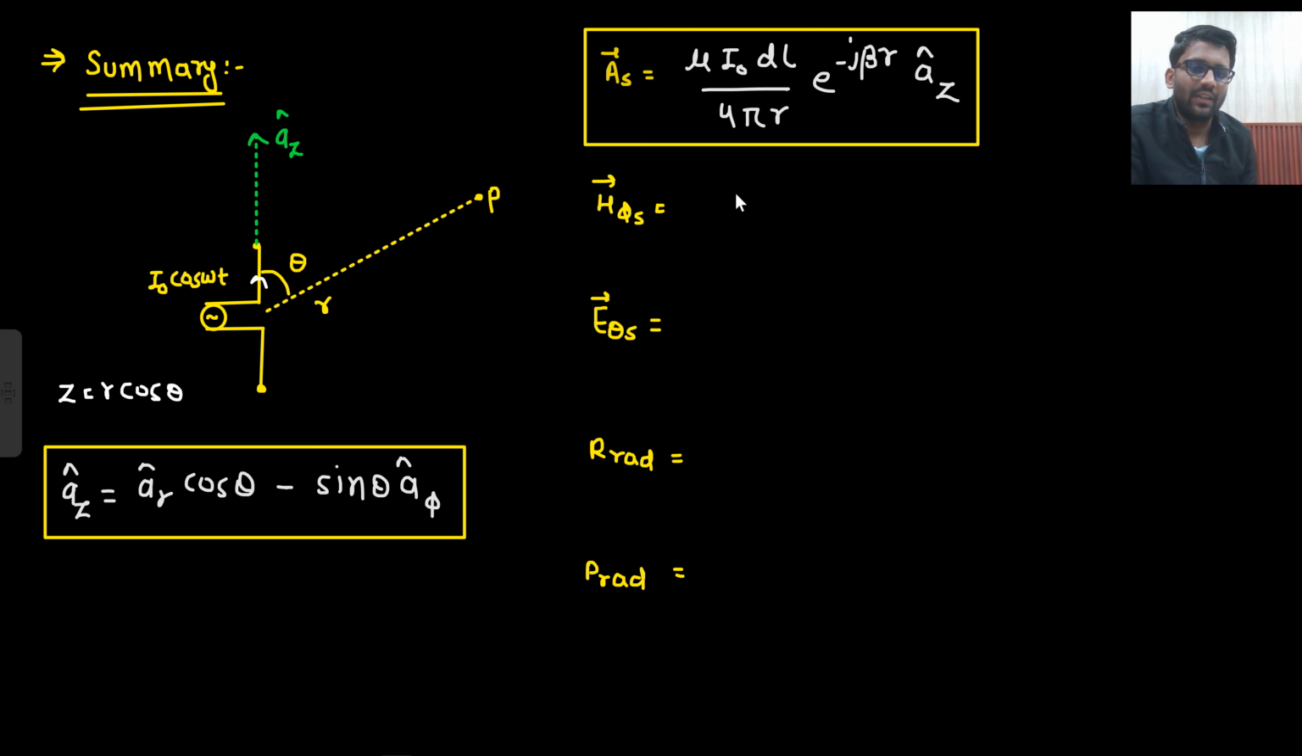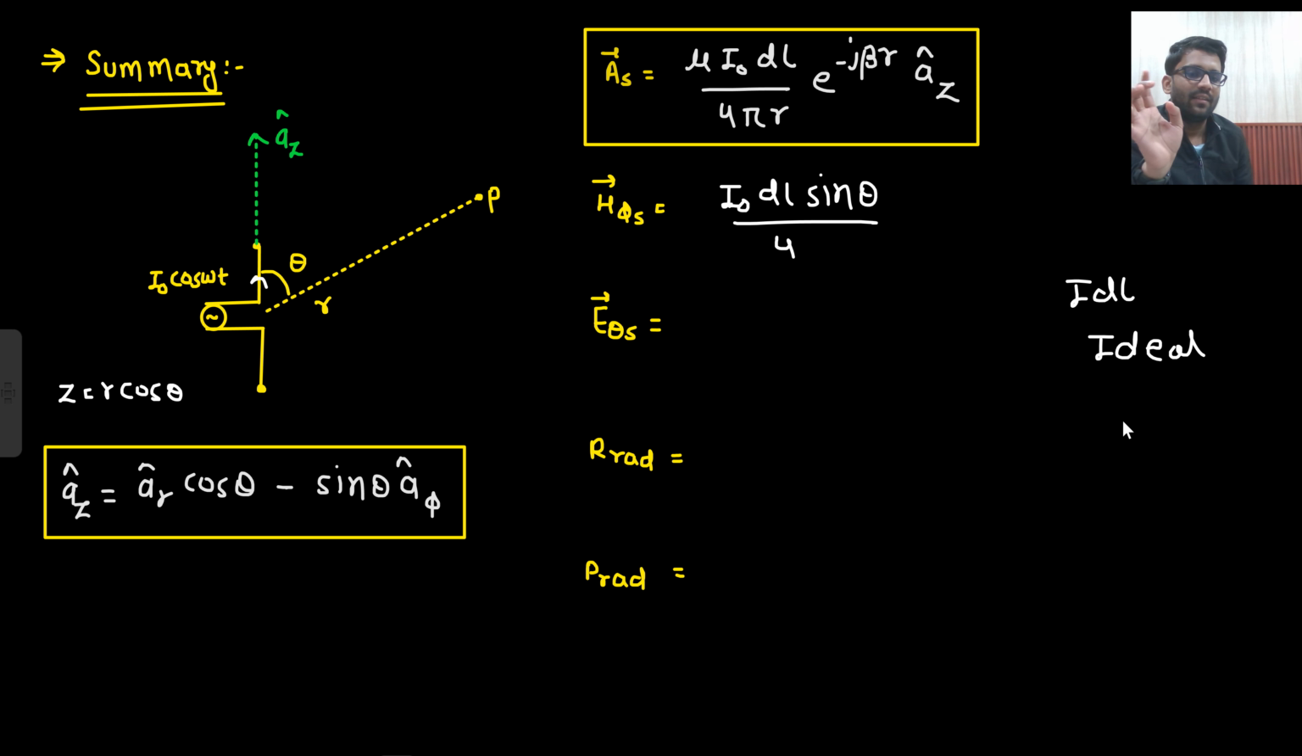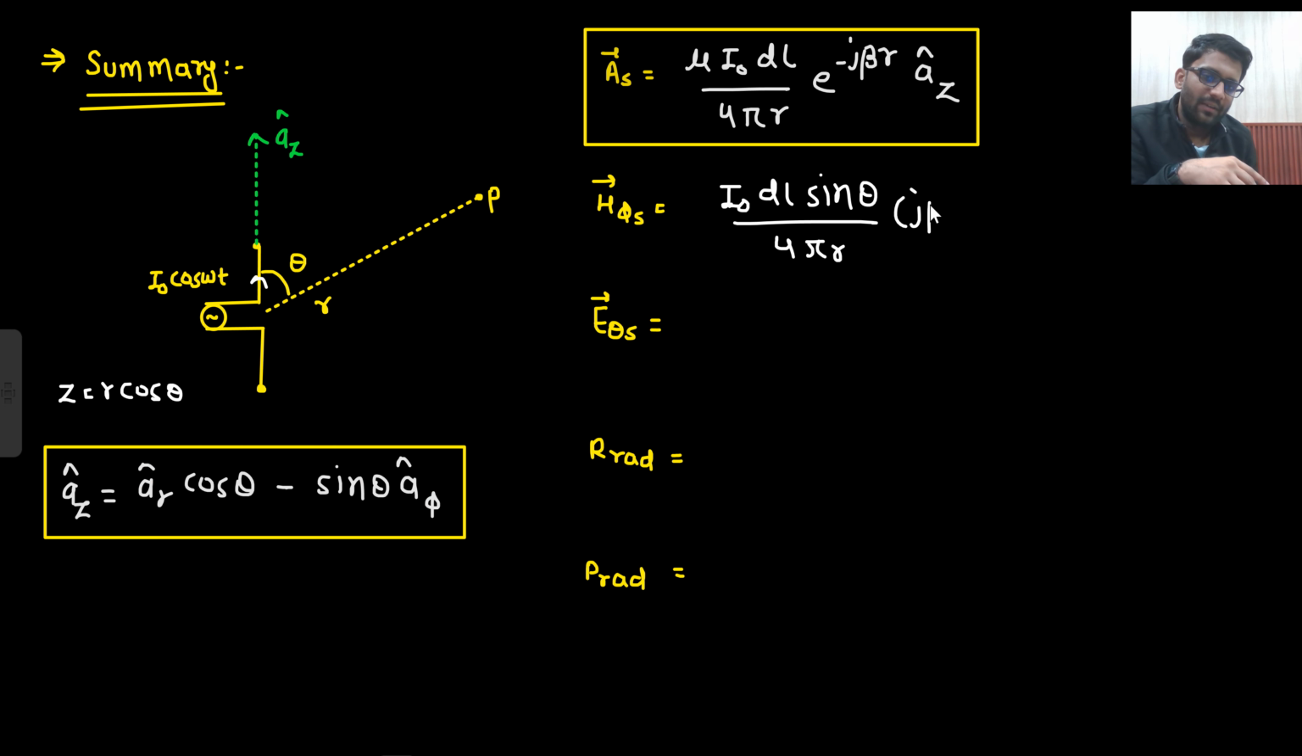Then what about H phi s? So that is I dl sin theta upon 4 pi r. I say I, but I will write I naught. Why do I say I? Because it is easy to remember, no? So I naught dl sin theta upon 4 pi r, j beta e to the power minus j beta r, and certainly the component is in the phi direction.